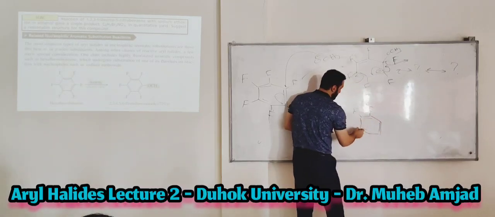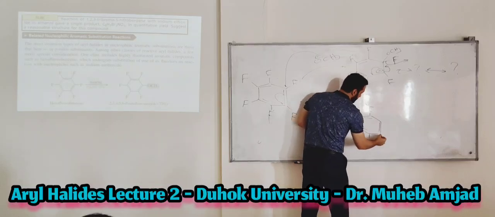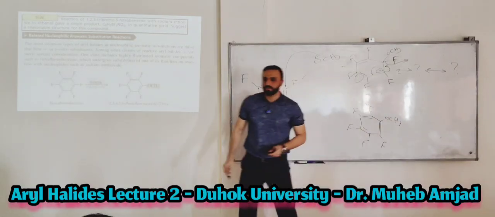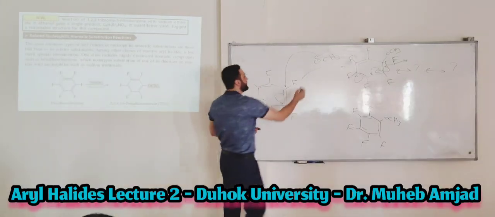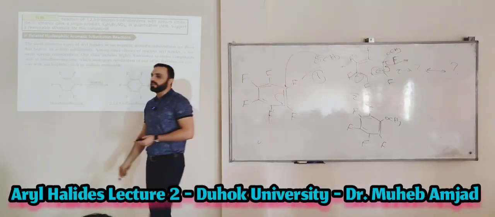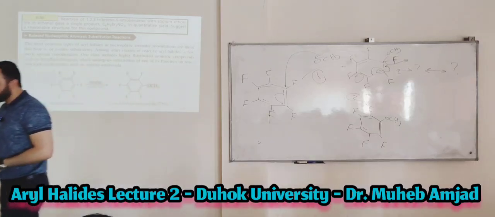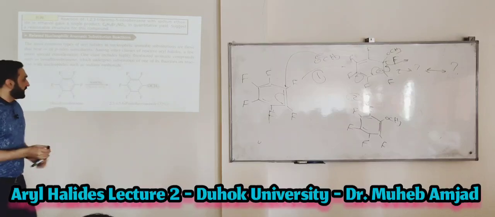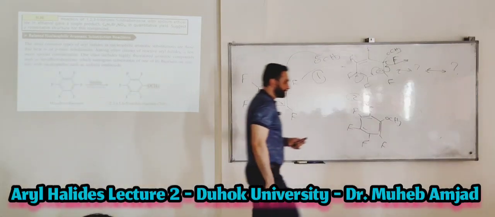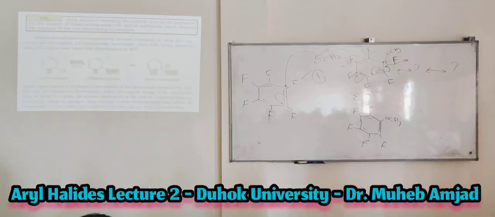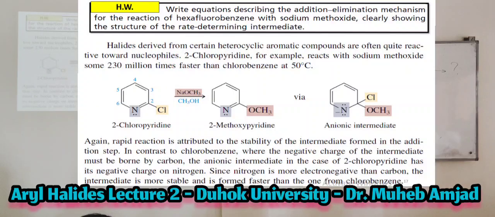Fluorine, OCH3. It is a two-step mechanism, step number 1 and step number 2. In step number 1 we have resonance structures for the carbanion. Okay, clear?